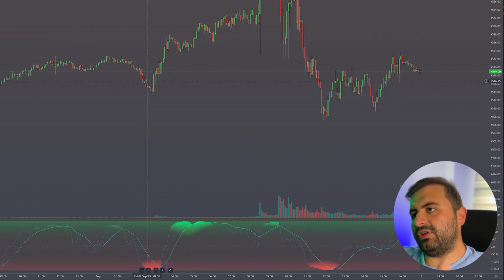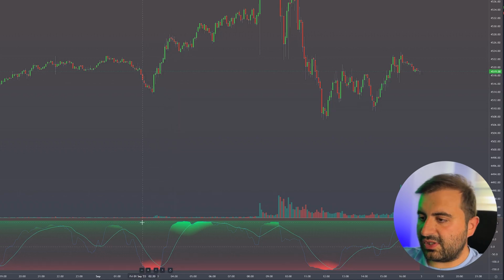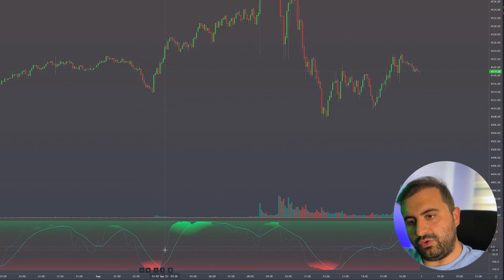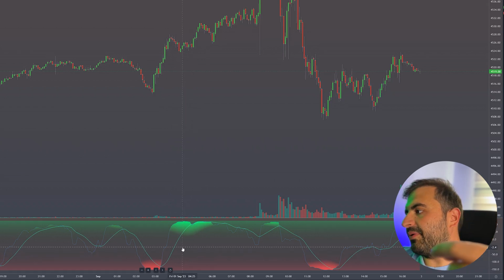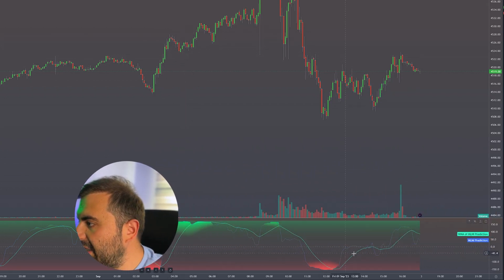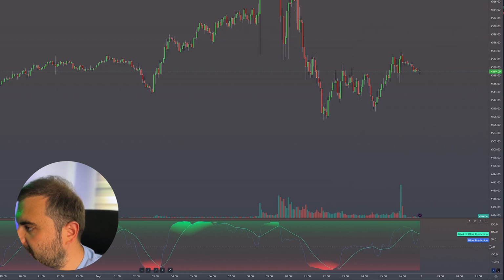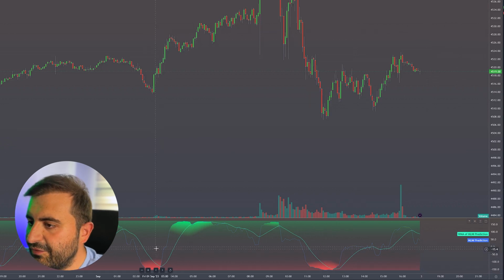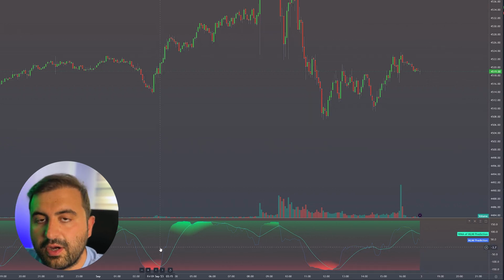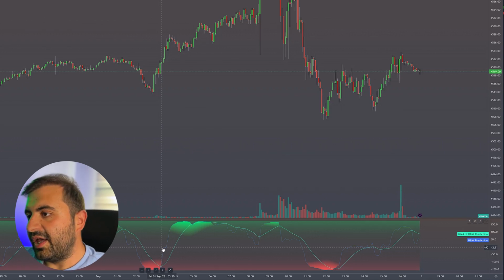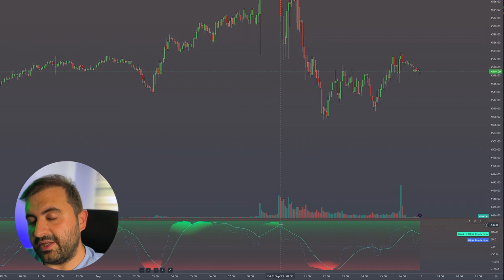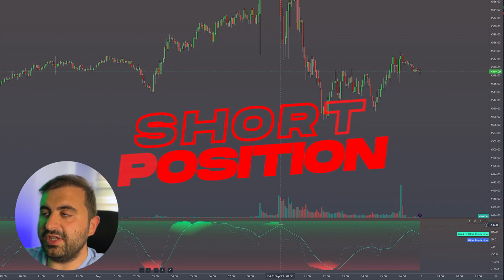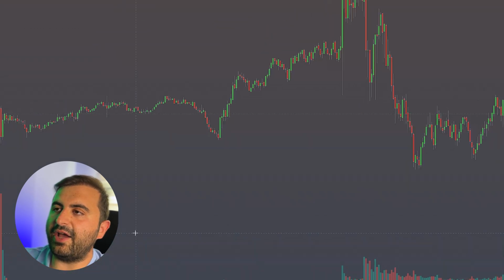Another method in this indicator is when you see a cross up, you can take a long position, but there's an important thing: the price needs to be below zero. You see this line, right? If there is a cross up below the zero, you can take a long position, and if there is a cross down above the zero, you can take a short position. Easy like that. So this is the first indicator that I would like to show you.